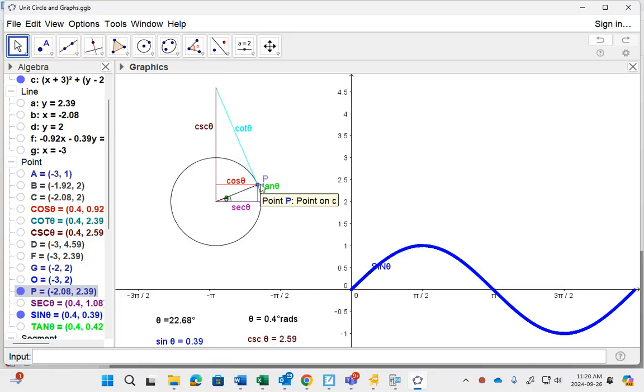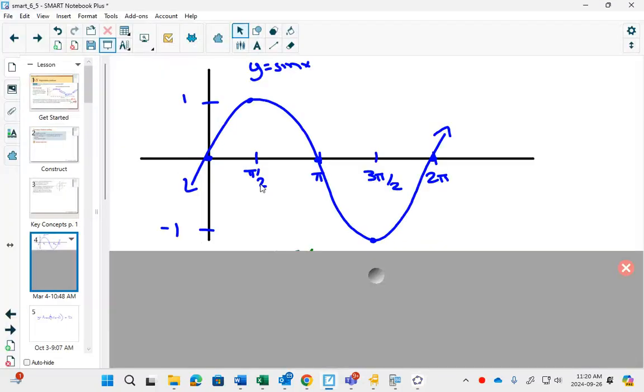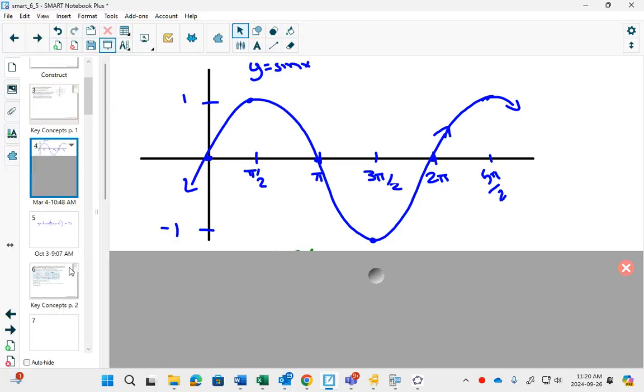So this graph that we've got drawn right here, we put arrowheads on the end because the pattern repeats itself over and over and over again. In fact, you could put 5 pi over 2 on there and be back at a maximum again. And then 3 pi be back to 0. And so on over and over and over again. This is the graph of cosine. Now, some things we can highlight in our notes.